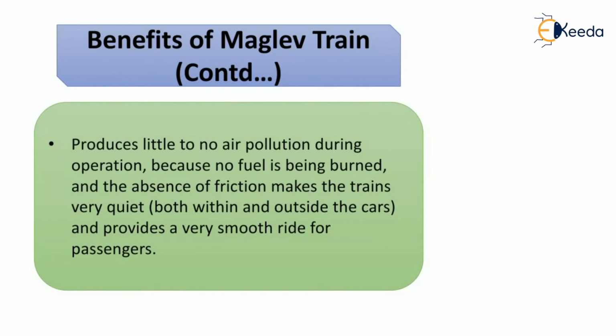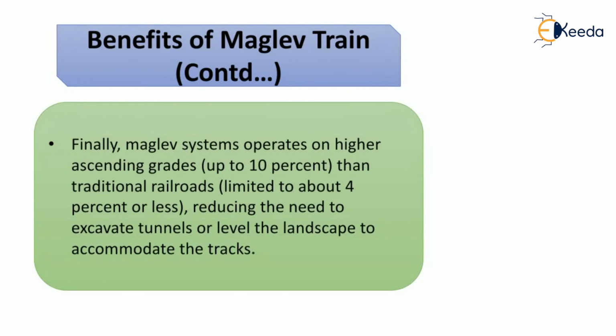It produces little to no air pollution during operation as no fuel is being burned, and it provides a very smooth ride for the passengers. Finally, the maglev system operates on higher ascending grades than traditional railroads, reducing the need to excavate tunnels or level the landscape to accommodate the tracks.